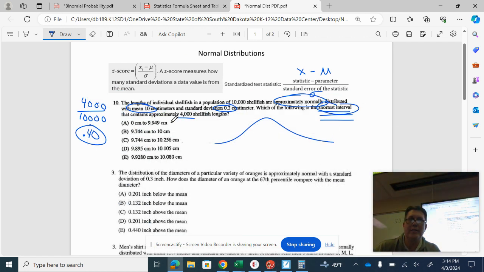So that could be the answer, but this is where this is going to come in. What's the shortest interval? If I were to draw this on the curve, one thing I want you to realize, the shortest you are going to be able to find 40% would be from a value below the mean to a value above the mean. That's not what we have here. We're going from 0, which is way down here, to 9.949, which is up here. And that's quite wide. I would almost guarantee that if I were taking the test, I'd just cross that one out, knowing that some of these other ones are going to be 40% as well.